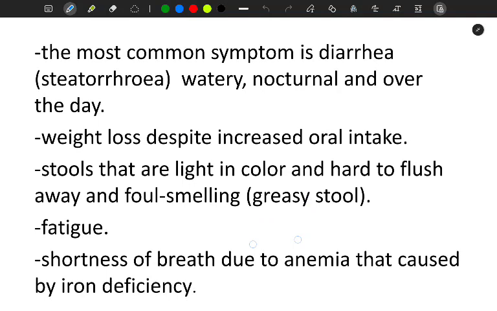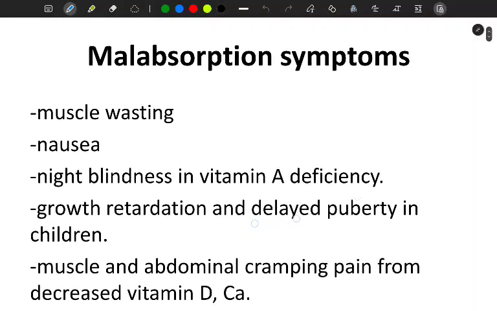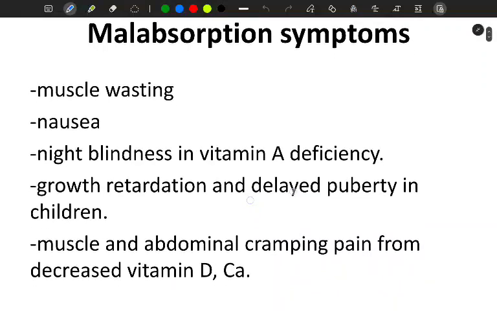Next. Muscle wasting, the same as calorie wasting, because there is no protein absorption. Nausea, night blindness when the vitamins are affected. Growth retardation, due to calcium, vitamin D, and all of this. They don't have enough ATP to grow. Muscle and abdominal cramping pain from decreased calcium, vitamin D, and magnesium.